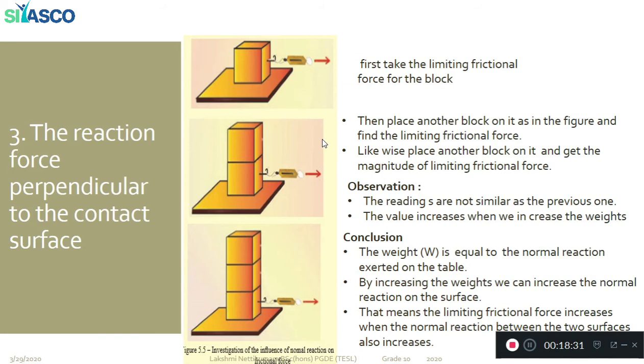To investigate this dependence of the limiting frictional force on the normal reaction between bodies in contact, first you have to understand what normal reaction is. It is the perpendicular reaction force on the two surfaces.